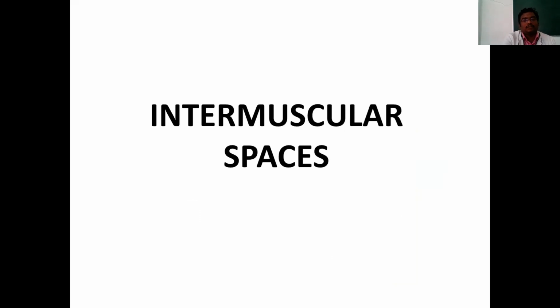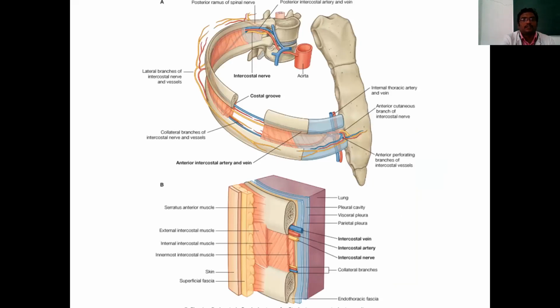Next, with this introduction, we will be entering into the intercostal spaces. This is nothing but the space between two ribs, the intercostal space. So what are the structures present in the intercostal space? You will have the muscles: the external intercostal, internal intercostal, and innermost intercostal.